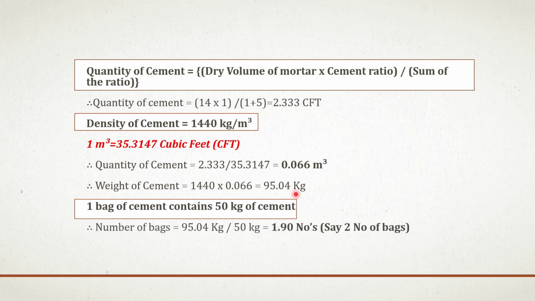One bag of cement contains 50 kg of cement. Therefore, if you divide 95.04 by 50, you will get the number of bags. Therefore, number of bags equals 1.90. Let's say 2 bags.